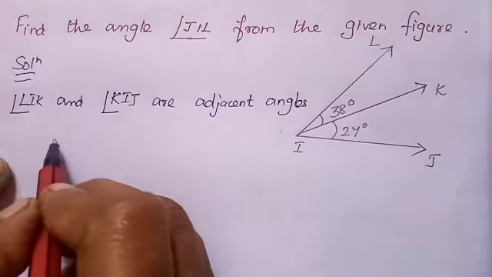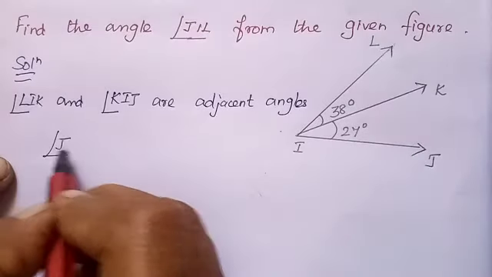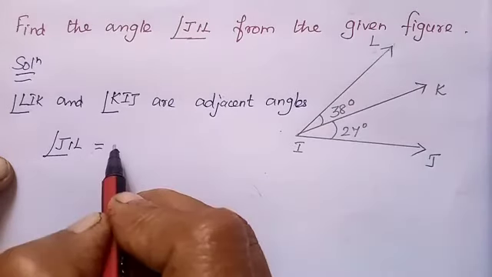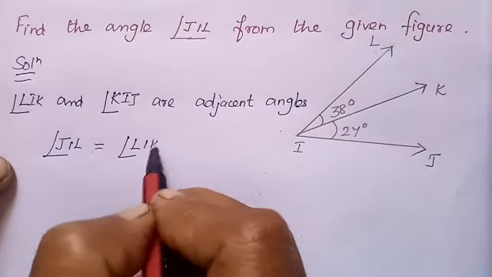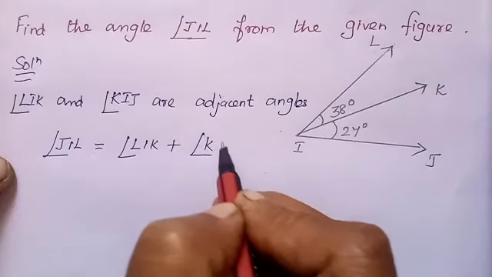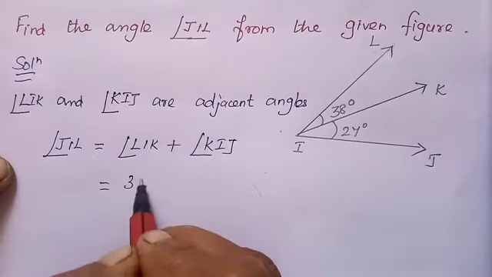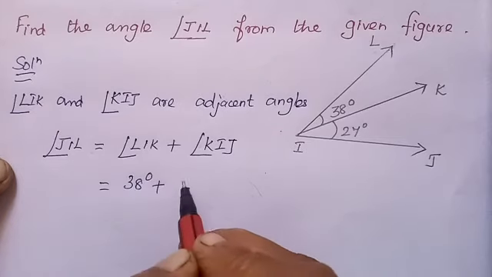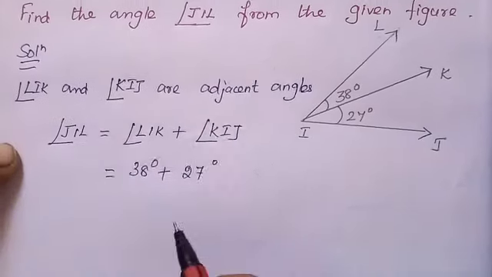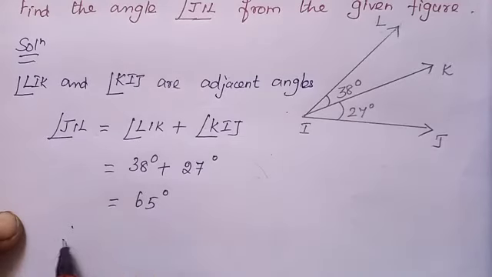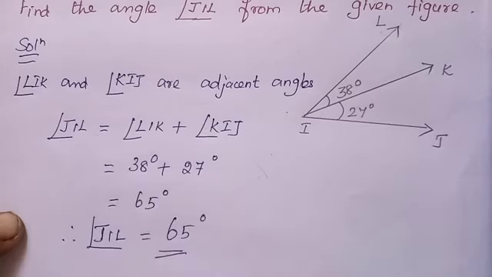See, so JIL means we have to add these two angles. That is angle LIK plus angle KIJ. LIK is 38 degree and KIJ is 27 degree. What is the sum of these two angles? 65 degree. Therefore, JIL equal to 65 degree.